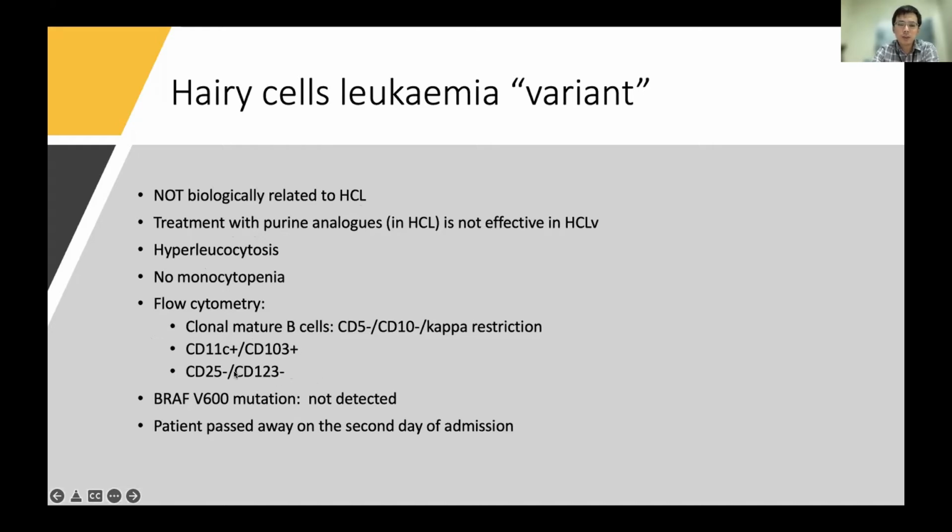If you have more than 3, it's the classical hairy cell, but in this case, only 2 are positive. We later did a BRAF V600 mutation also, which will be positive in virtually all hairy cell leukemia, and it was not detected. So putting everything together, this patient is diagnosed as hairy cell leukemia variant. However, the patient passed away on the 2nd day of admission. This case illustrates that they might look exactly the same, but actually they are totally different diseases.